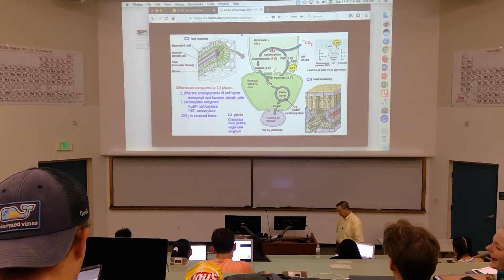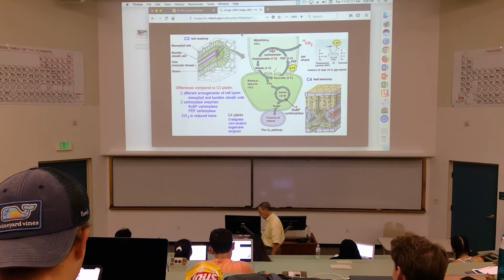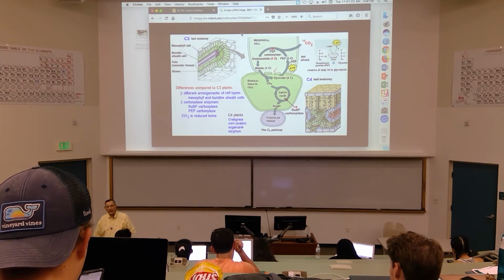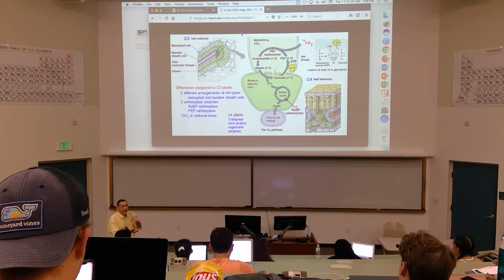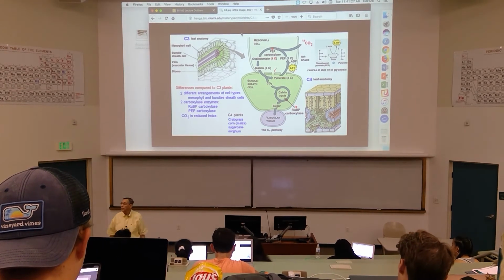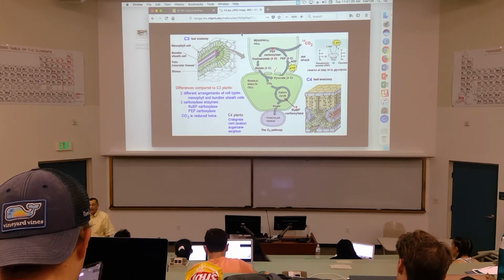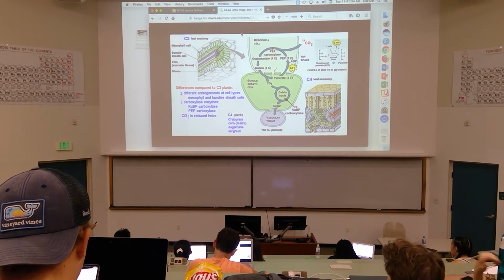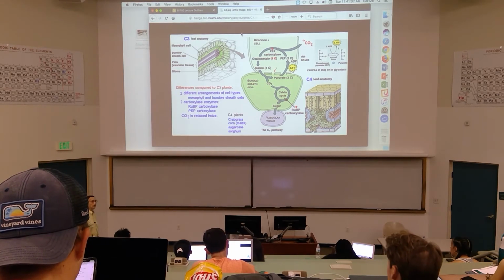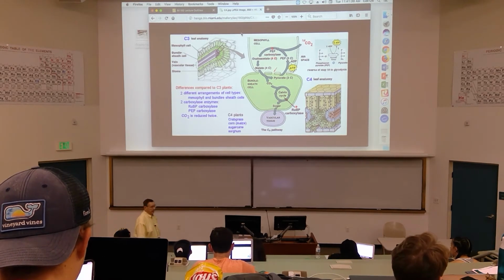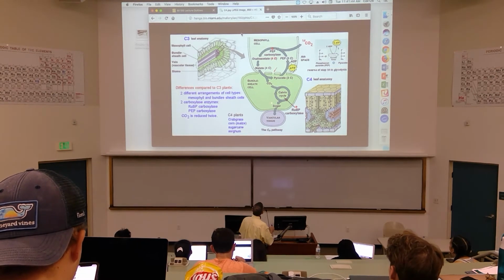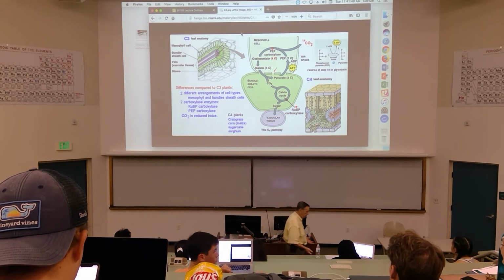The difference is that the bundle sheath cells in the C3 plant have thylakoid membranes that are not stacked into grana stacks, if they have thylakoid membranes at all. So in essence, you could say that these bundle sheath cells do not contain the membrane mechanisms for the photosynthetic process, whereas here they do. So you have two different leaf anatomies.